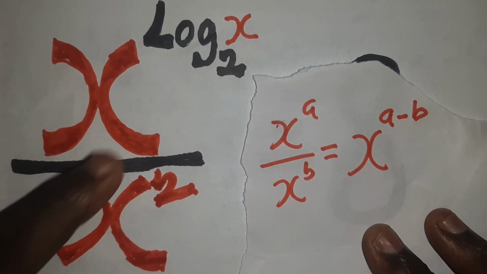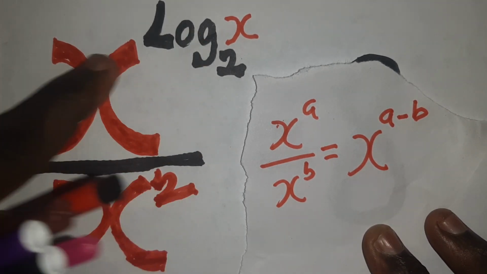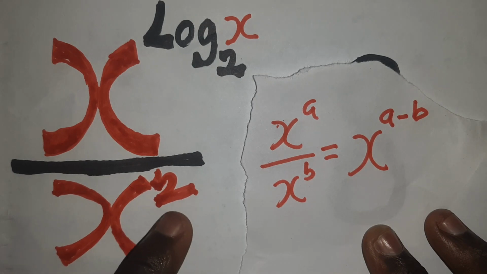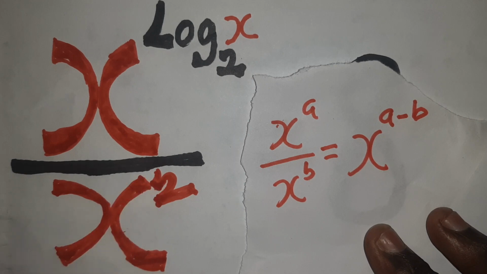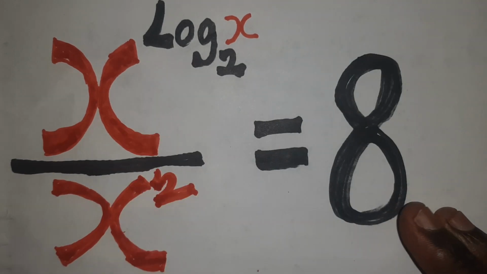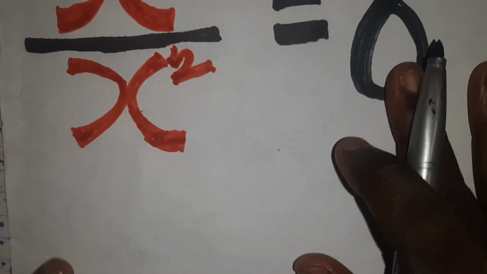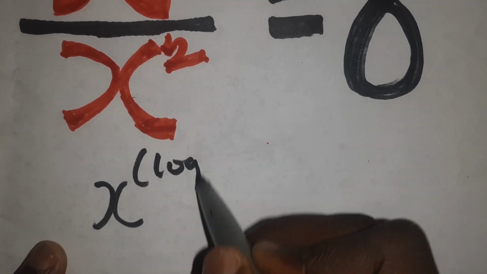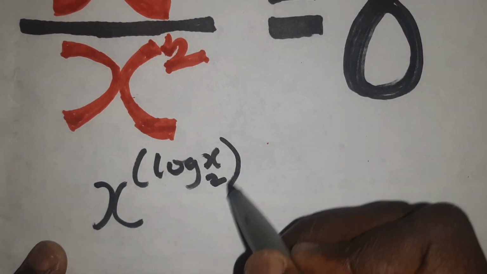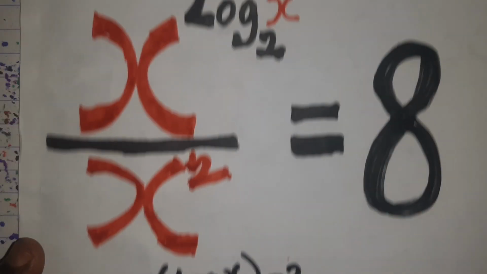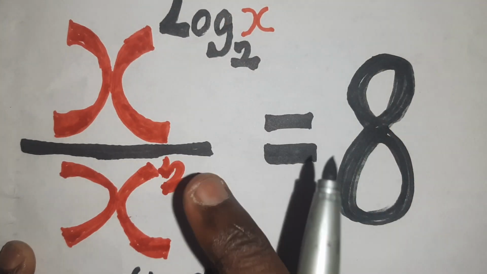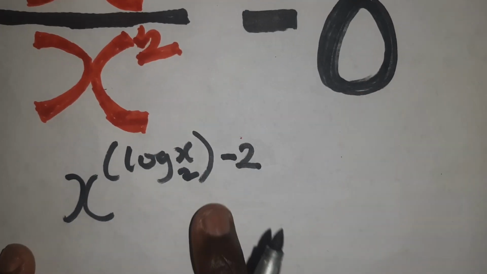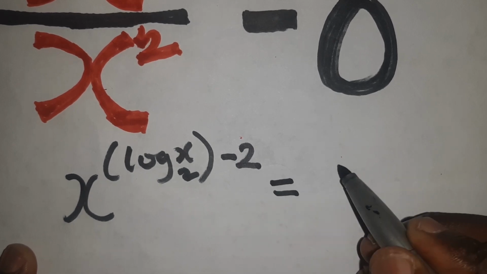We'll pick one of the bases and then we'll subtract the powers. The power for the first one here is log x base 2, and the second one down here, the power is 2. So we're going to write x raised to log x base 2 minus 2. So let's do that. Rewriting the left hand side, I'll have x raised to the power log x base 2 minus 2, following the law of indices. Remember, I'm picking one of the bases and then subtracting the powers, which I've just done here. Then everything equals 8.